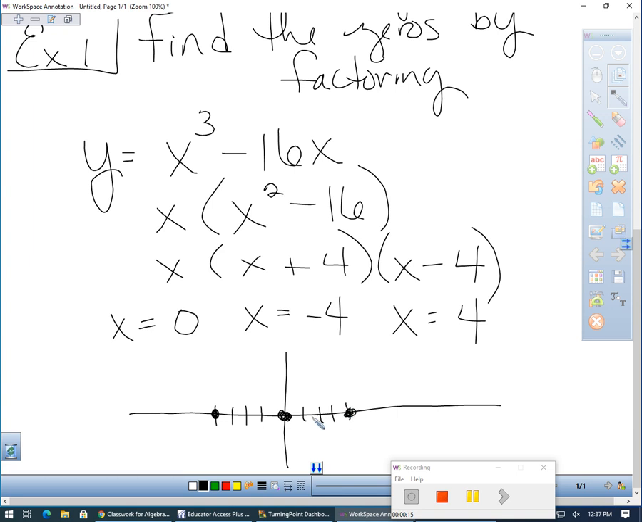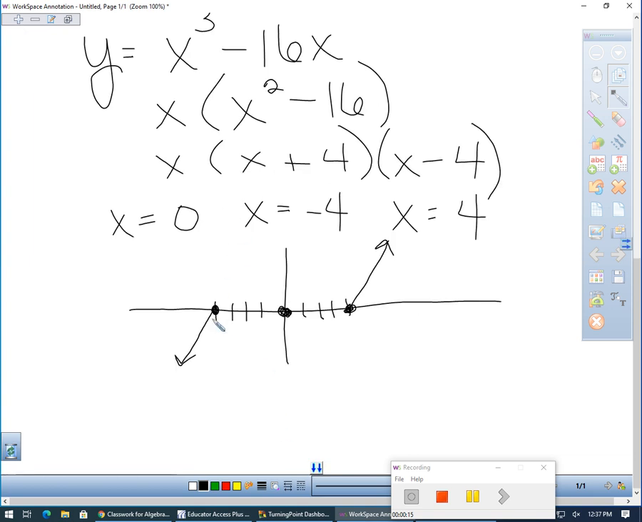Is this an odd or even function? It's an odd function, right? So we know that their end behaviors are going to go in opposite directions. We also know this has to turn how many times? It's got to turn twice, right? And since this starts off as positive, we know that the end behavior on the left goes to negative infinity, and on the right goes to positive infinity. And then if it's turning twice, it's going to turn once here, cross through our other 0, and come right back up.